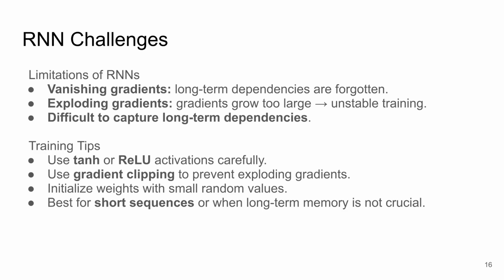However, there are some training tricks that help. Use tanh or ReLU activations carefully. Use gradient clipping to prevent exploding gradients, literally capping the gradient size. Initialize weights with small random values. And remember, vanilla RNNs work best for short sequences, or when long-term memory isn't crucial. For longer sequences, we need architectures like LSTM or GRU.